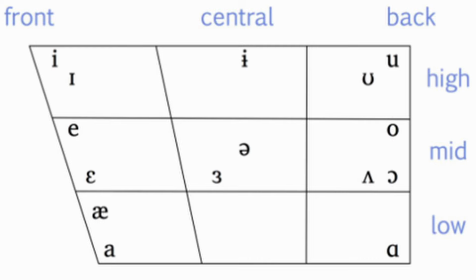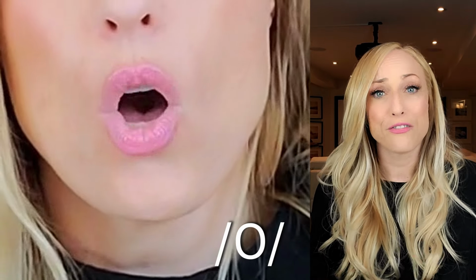In the IPA chart, this O is found here in the back of the middle of the chart. The jaw is fairly neutral. The tongue is neutral, but farther back in the mouth. Overall, the lips are where you're going to focus your main effort and emphasis. The lips are rounded fully. So the main features of this vowel are that it has a neutral jaw and rounded lips.